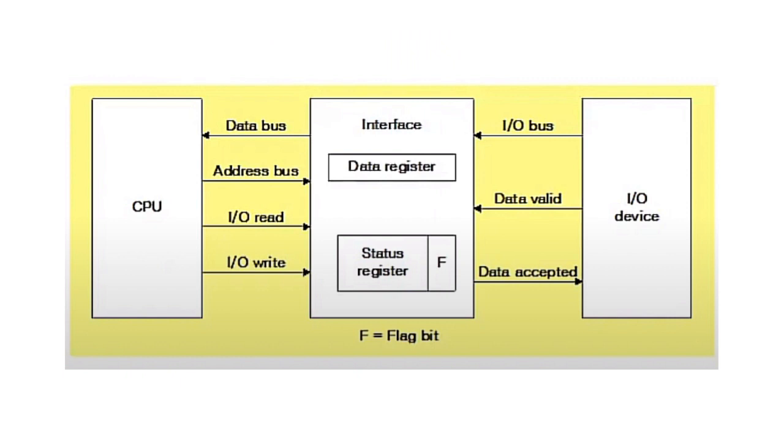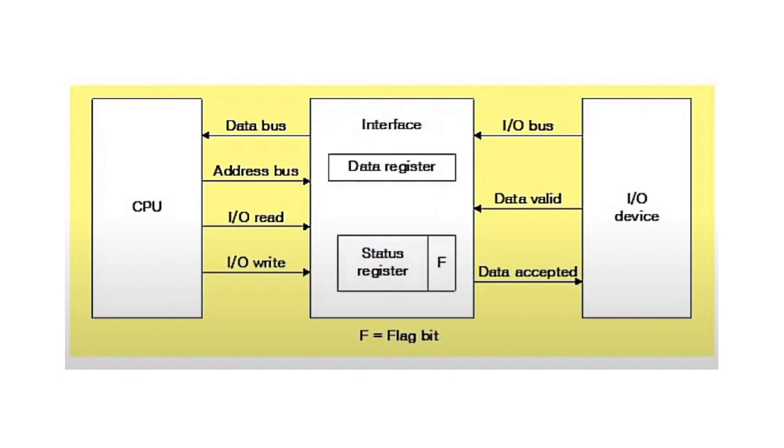Now, whenever the I/O device sends some data as an input, it sends the data through the data valid cable. The valid data is received by the data I/O interface. The data received is stored in the data register and the I/O interface immediately updates the flag bit. The flag bit is initially set to 0, and when the data is received in the data register, the flag bit is updated to 1.